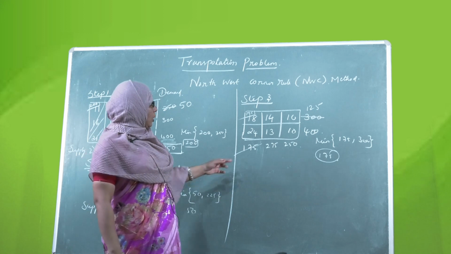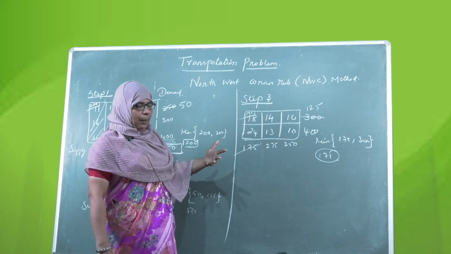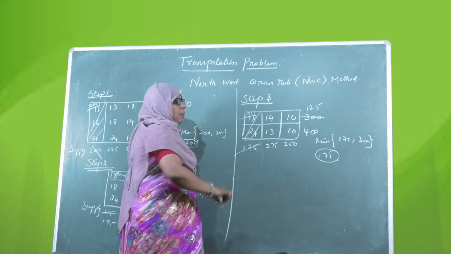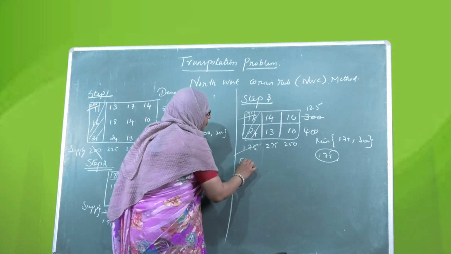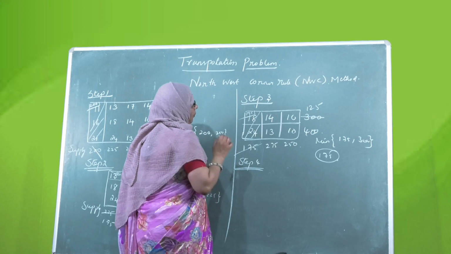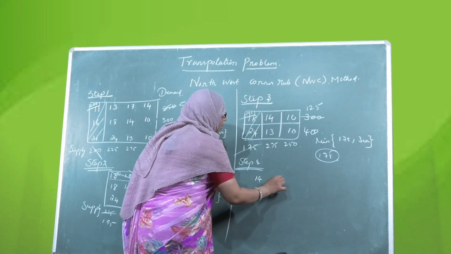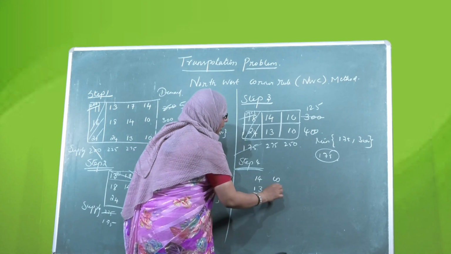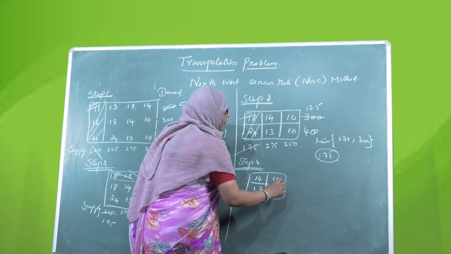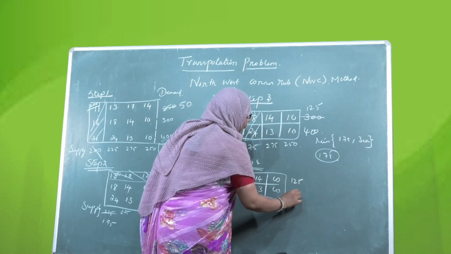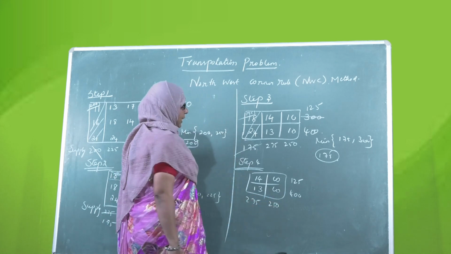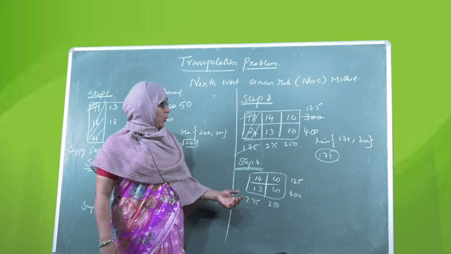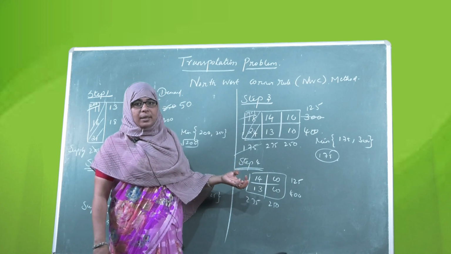125 the remaining. So 175 vanished, so completely the first column vanished. So you move on to step 4. 14, 10, 13, 10. So 125, 400, 275, 250. Okay. So what is the northwest element?